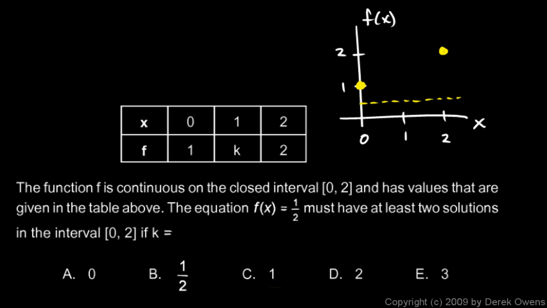If k were equal to 1, then it might not have any solutions. It might do something like that. It could have 2 solutions, but it doesn't have to if k equals 1. The question states it must have at least 2 solutions if k equals what? So 1 doesn't work, and 2 doesn't work for the same reason, and 3 doesn't work for the same reason. If it's at 1, 2, or 3, it doesn't have to go through the line y equals 1/2. But if k is equal to 0, the height of the function at x equals 1 equals 0, the function has to go through the line y equals 1/2 at least 2 times. So the answer is A.